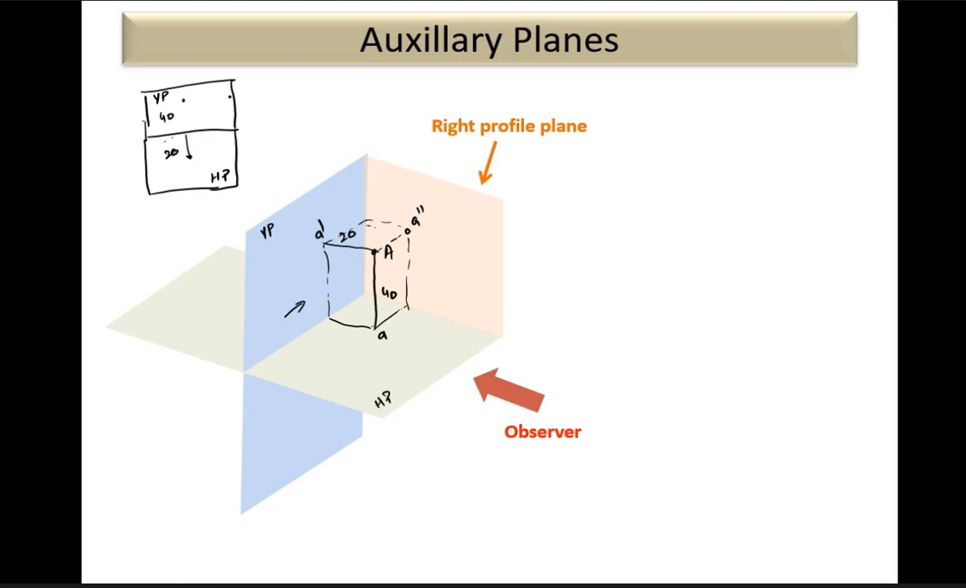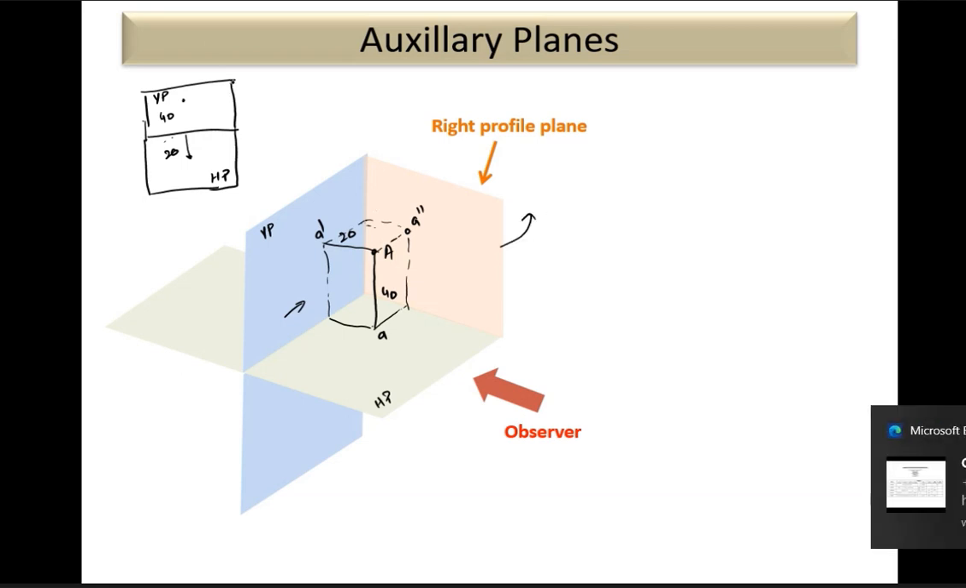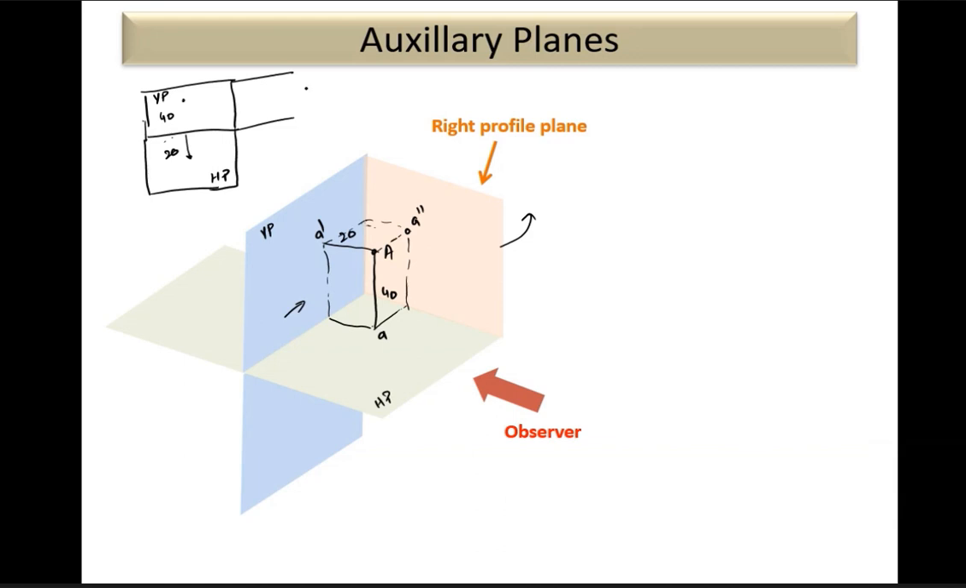This is 20. And what will happen? This will open like this. So here we'll get the right profile plane. Okay, so we'll have something like this. And we'll go like this, and we can have this same. We'll open our compass and mark it over here, and we can get a point on the right profile plane.